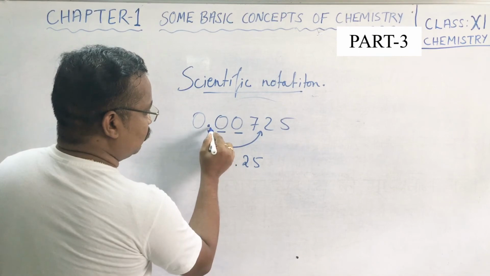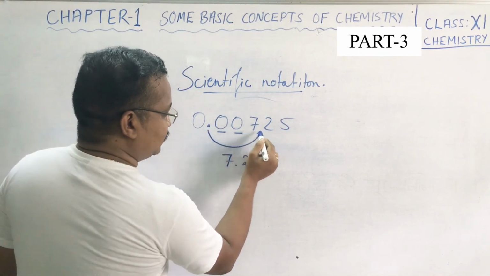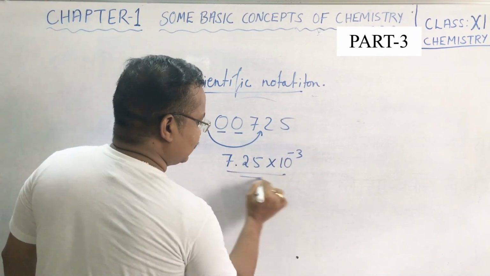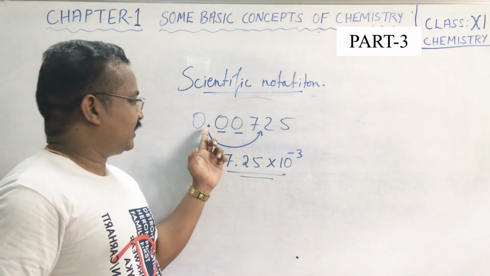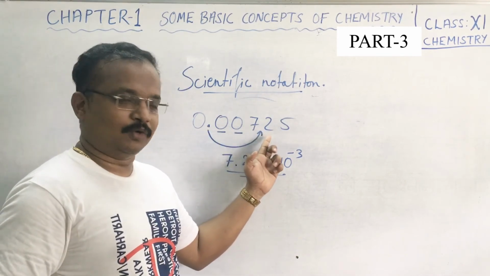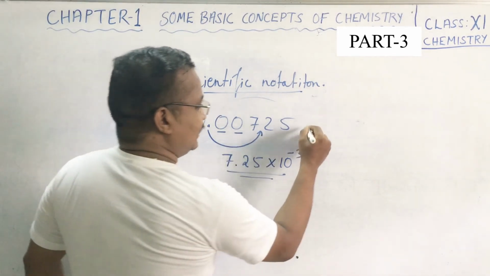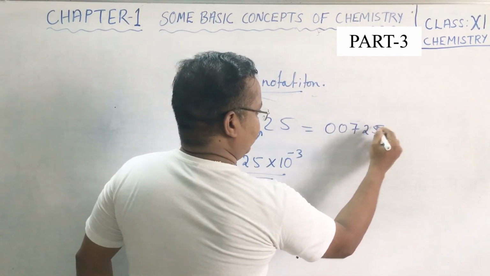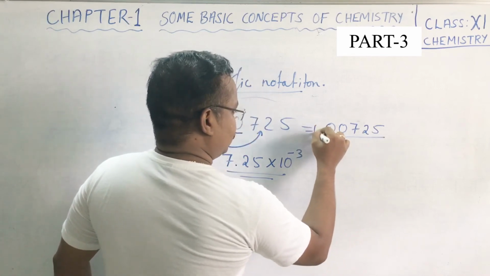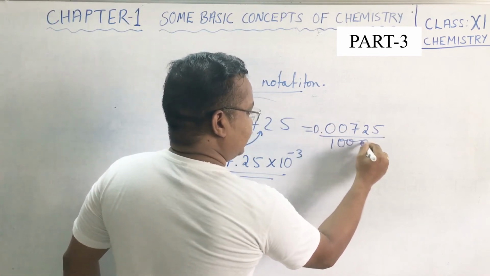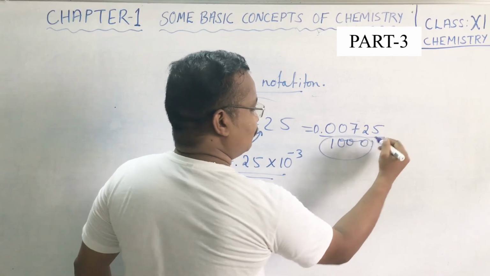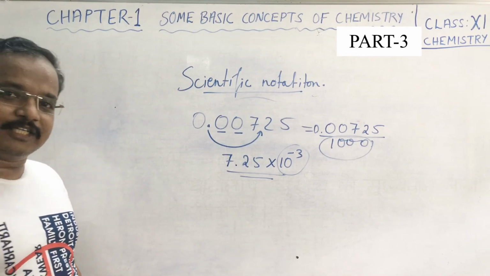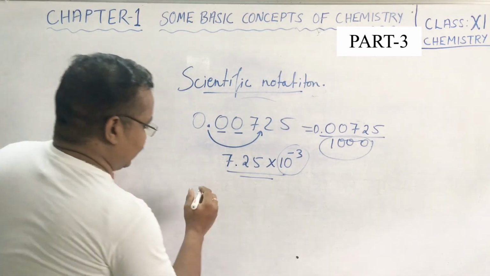Now how many places has the point gone from here? 1, 2, 3 places. So it will be 10 raised to minus 3. Okay, children? Why? Because the point is taken from here to here. 10 raised to minus 3 actually means 7.25 divided by 1000. This 1000 down, when it goes up, it will automatically be 10 raised to minus 3. Okay, children? Understood?